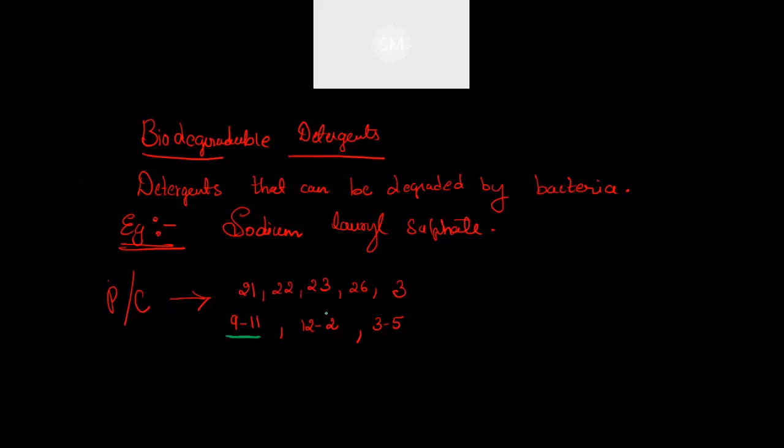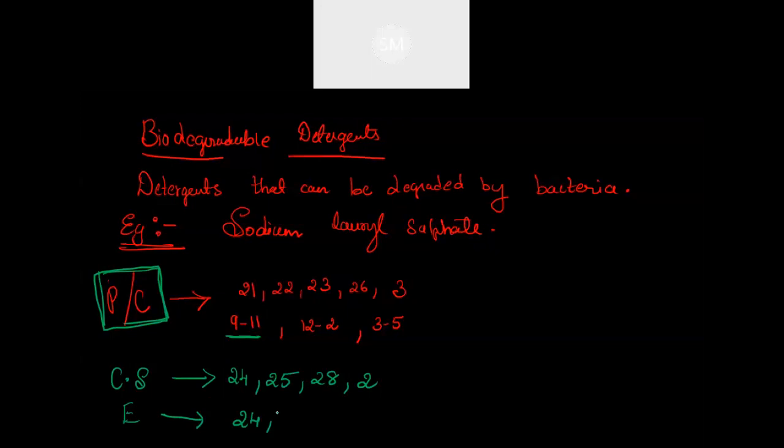I said the physics and chemistry slot might be on any one of these days: 21, 22, 23, 26 or 3rd. That's the date given to us. So I'm giving you the same dates which are told to us. And then computer science, see here, can be on 24th. It might be on 25th, 28th or 2nd. And for electronics students, it might be on 24th or on 25th. So make a note of these dates.